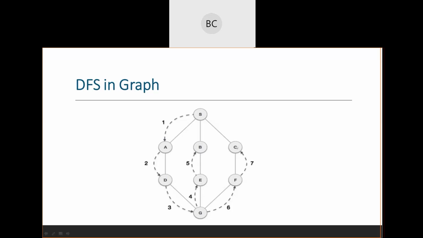Just that once you reach C, then you again have to come back. In this case, I just visited E first. Then E has an adjacent node which is B. Okay, so after reaching B, there is one adjacent node which is S, and S you have already visited. So you will backtrack again, come to G again.